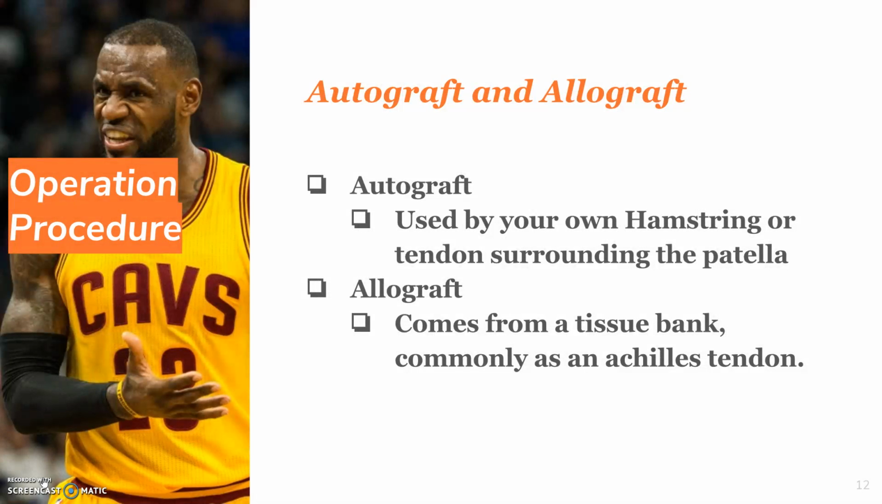Operations procedure. There are two operations to help the ACL tear. One of which is called autograft. They use the patient's own tissues, and the most common options include the middle third of the patellar tendon and the hamstrings. Secondly, allograft, which is from a tissue bank. Most commonly, allograft tissues are used for ACL reconstructions, and most commonly found as an Achilles tendon. So basically, they replace your ACL with other ligaments or tendons from people's bodies.